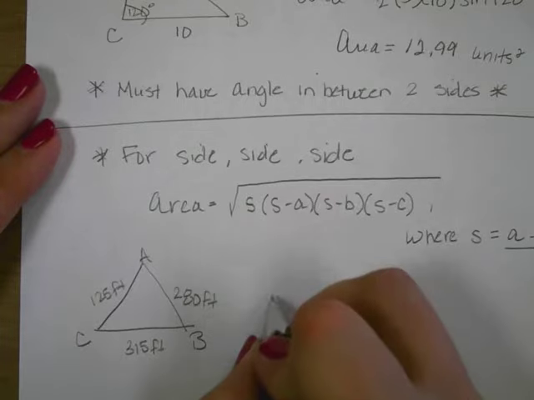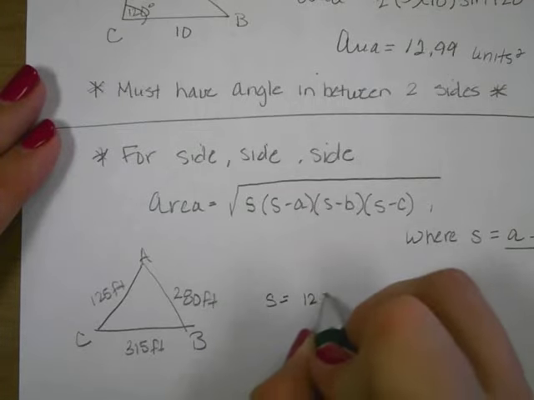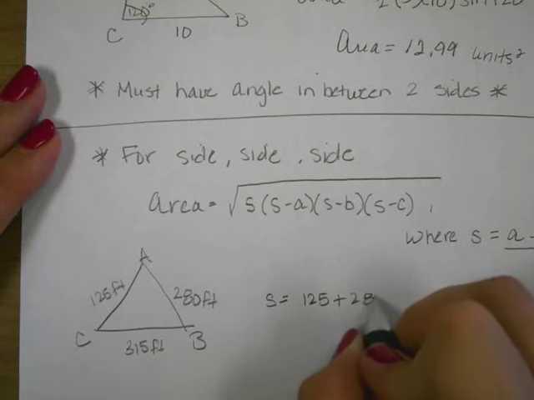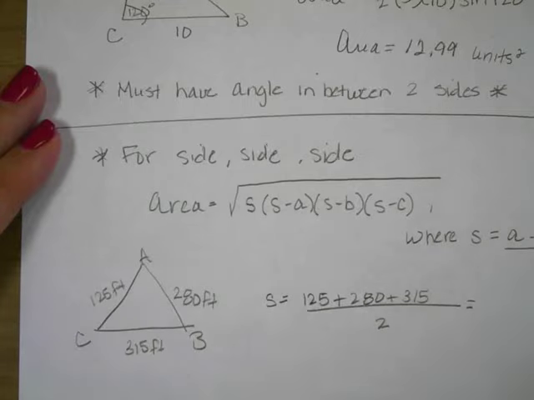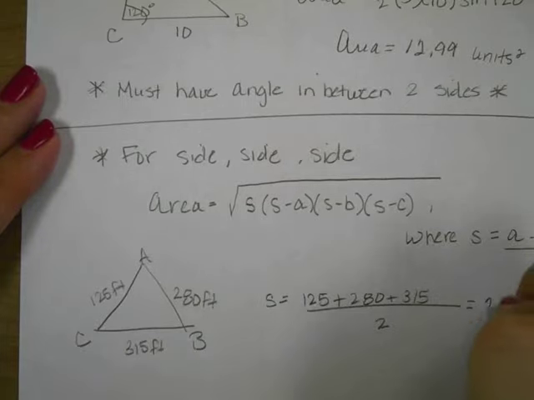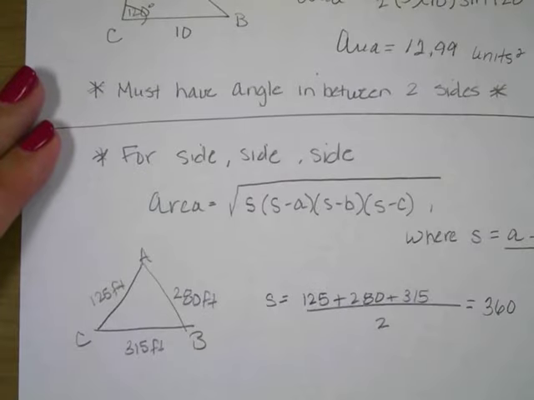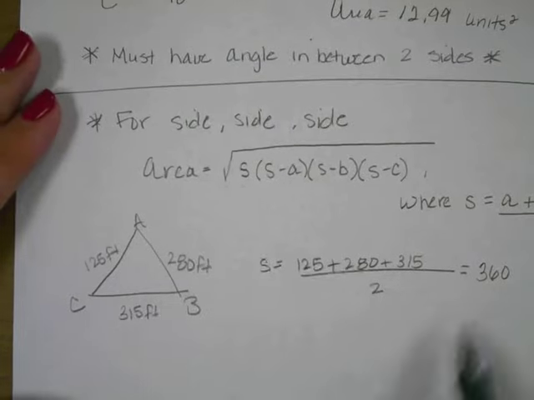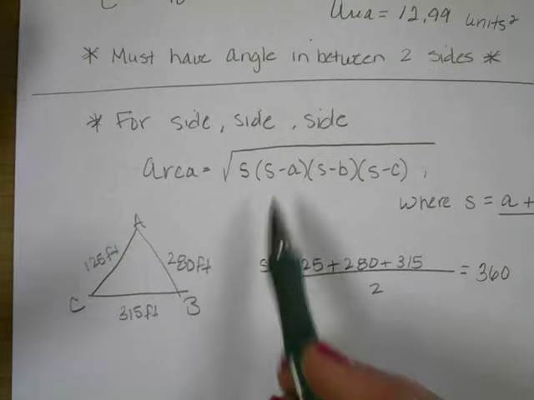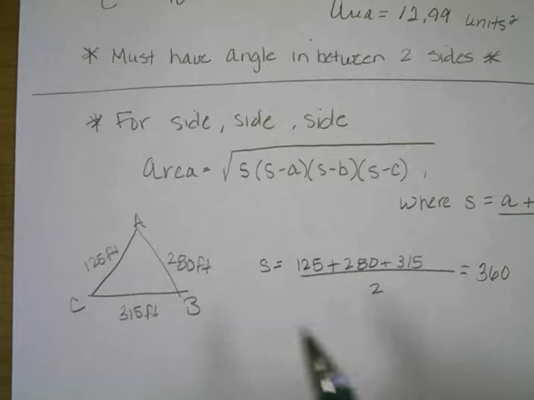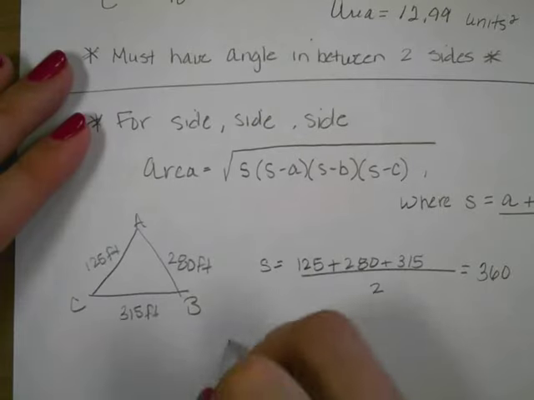All right, the first thing I'm going to want to do is find the s. So I'm going to take the sum of all of those, 125 plus 280 plus 315, and divide that by 2. So into the calculator, 125 plus 280 plus 315 is 720. Divide that by 2, I get 360 is my s. And then you're going to take that 360 and put it in where all the s's are. And then the a, b, and c are the lengths of side a, side b, and side c.